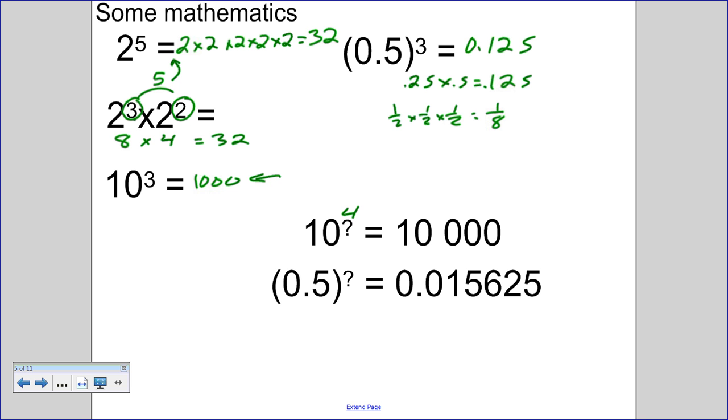Another one you can work out, and you can pause the video and try this, 0.5 to what power gives you 0.015625. So pause the video, see if you can get that answer right now. All right, we can approximate. 1/8 is about 0.125. If we divide that by 2, we're going to get something around 0.06. If we divide that by 2, we'll get something around 0.03. And then divide that by 2, we get something around 0.015.